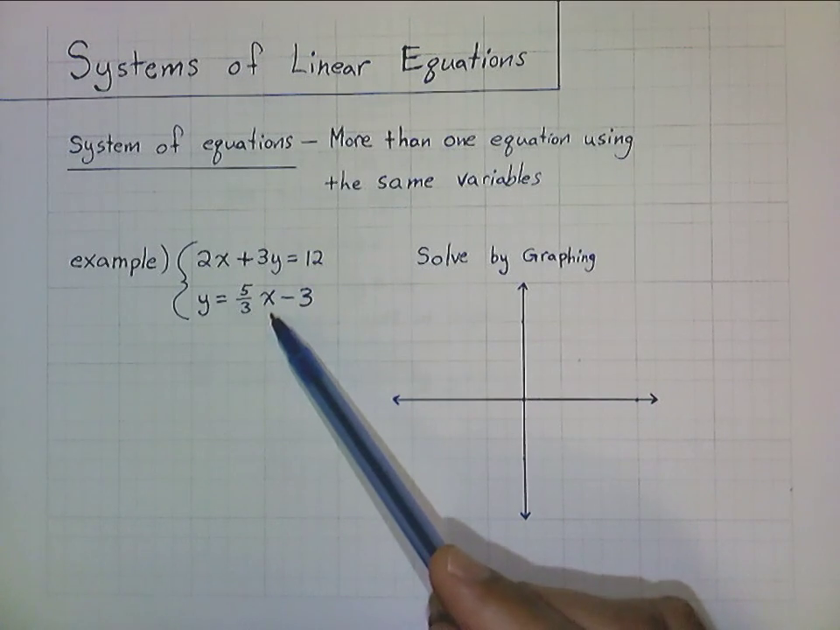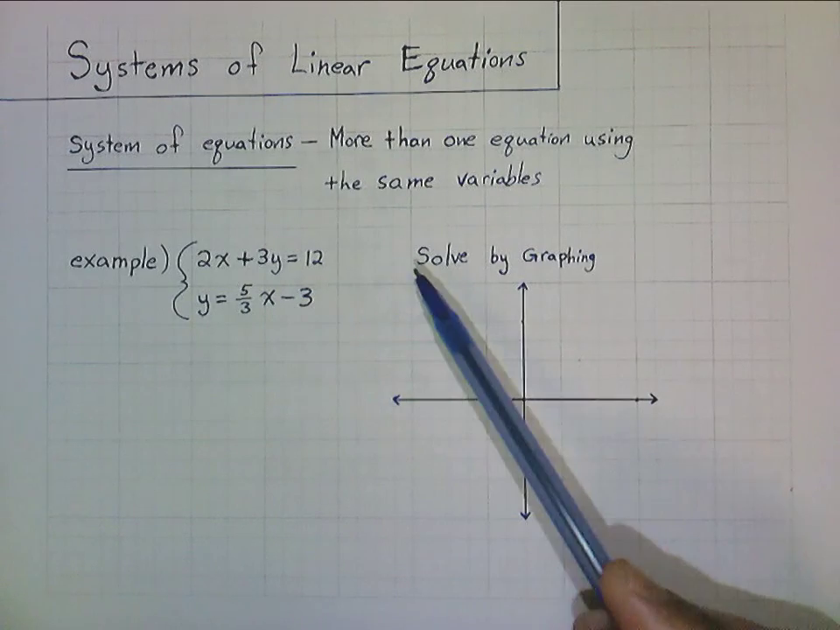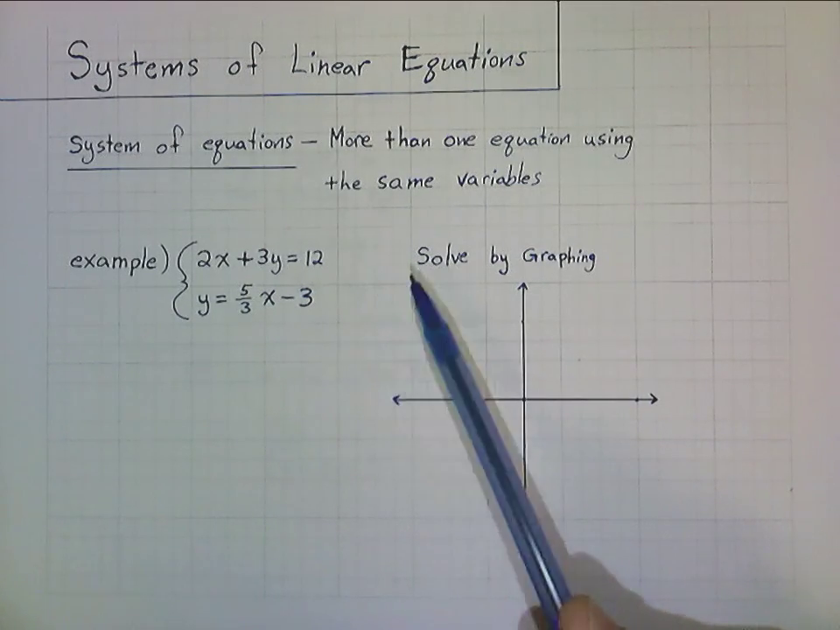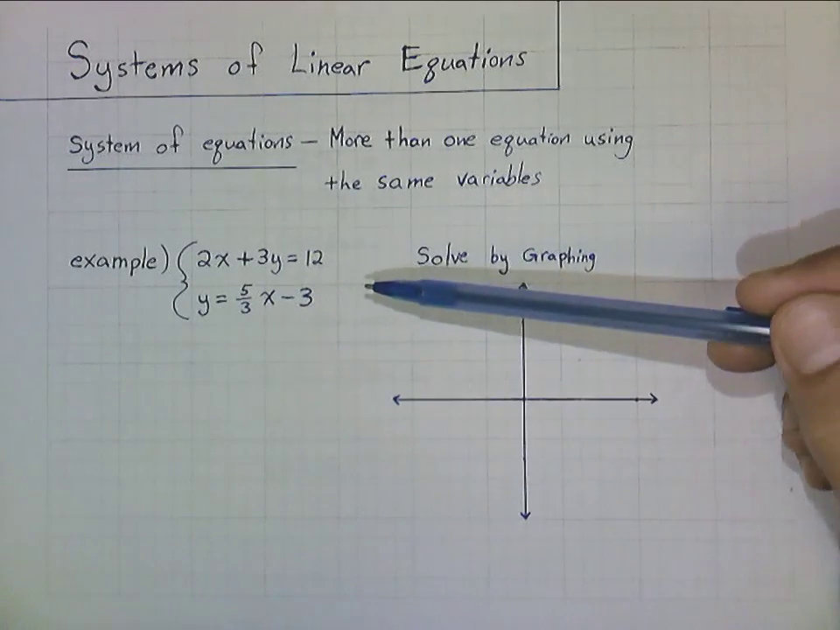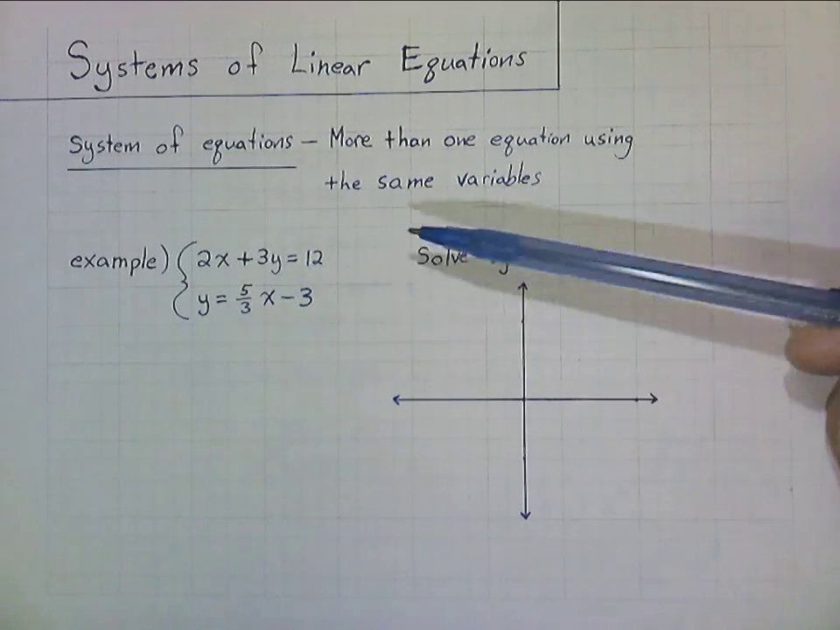And one way of figuring out the x and y that will do that is to solve it by graphing. And so all we're going to do is graph both equations and see what points will make both of them true. Okay.